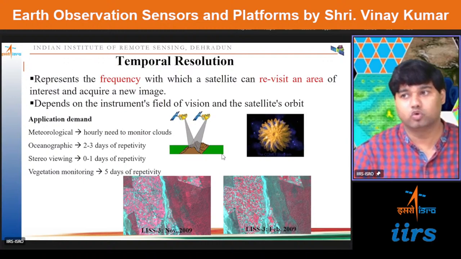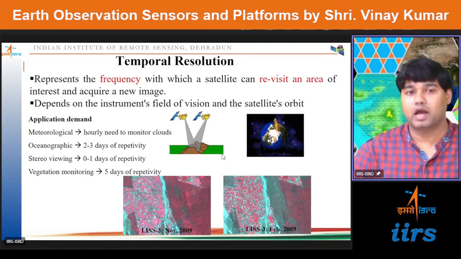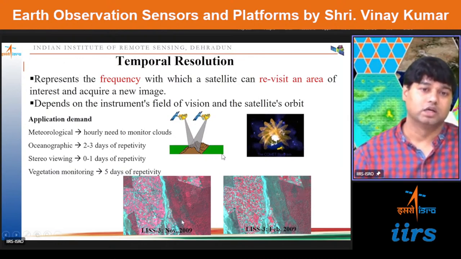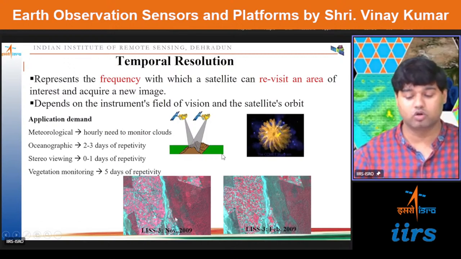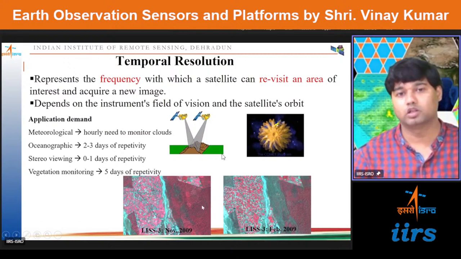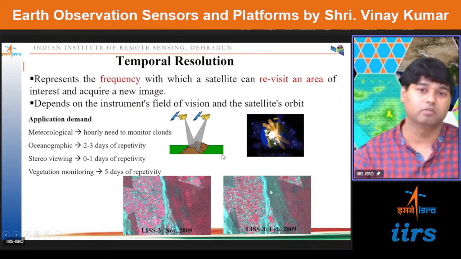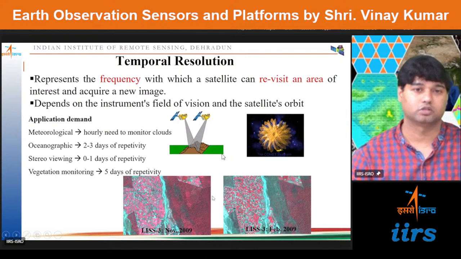Stereo viewing, 0 to 1 days of repetitivity. And vegetation monitoring, 5 days of repetitivity. So here you can observe the changes. This is the data acquired during November, and this is the data acquired during February. When the vegetation is in healthy condition you can see it, and when autumn came, you can see how the leaves are shed and how it appears in the image.